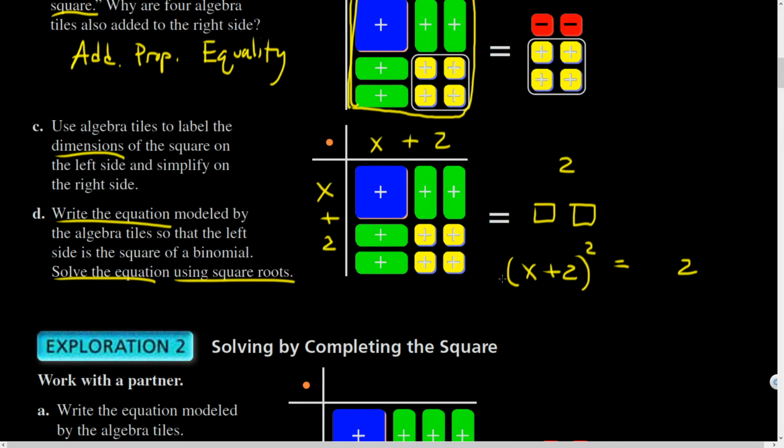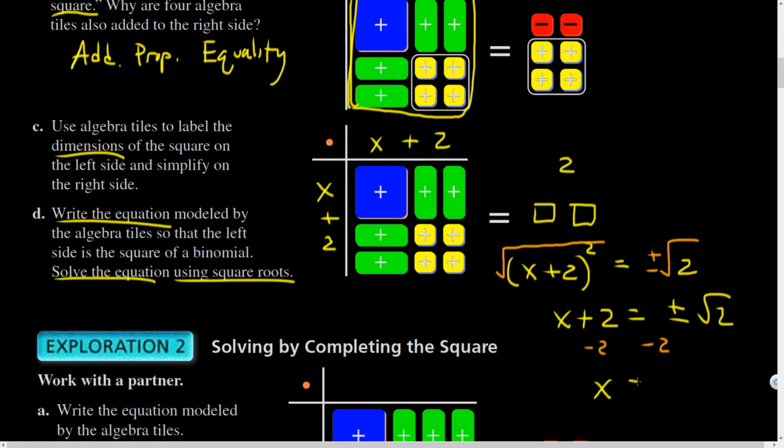And so here's the equation modeled by the algebra tiles, and let's solve the equation, in this case, using square roots. So instead of expanding this, notice what I can do. I can get rid of the square by rooting both sides, plus or minus, don't forget it, and I get x plus 2 equals plus or minus square root of 2, and then to get x by itself, I just subtract 2 from both sides. This is in a radical, this isn't, so I can't combine those in any way, and I get my exact answers.